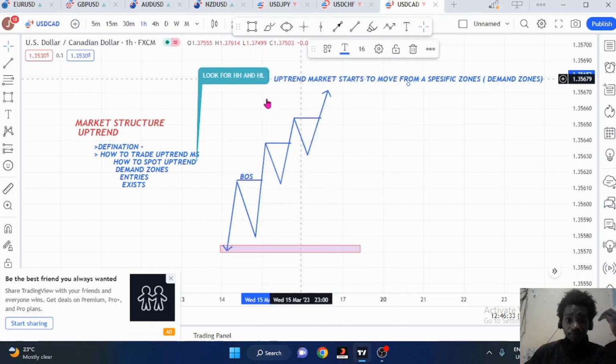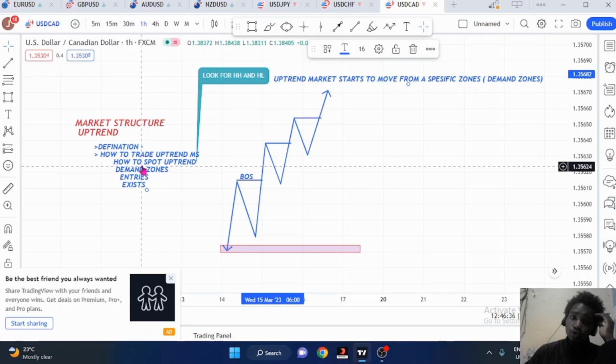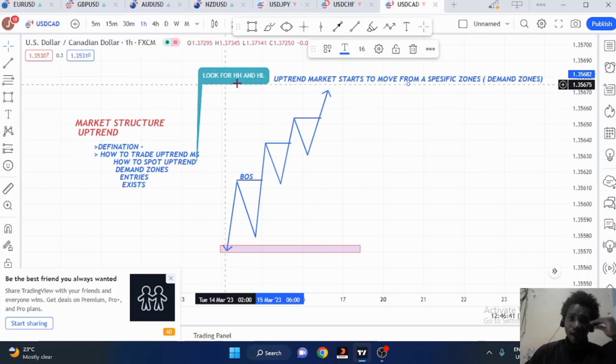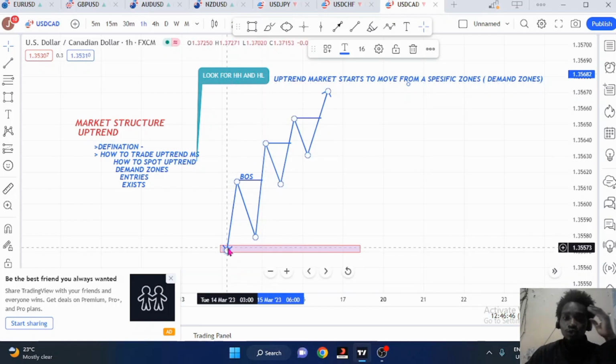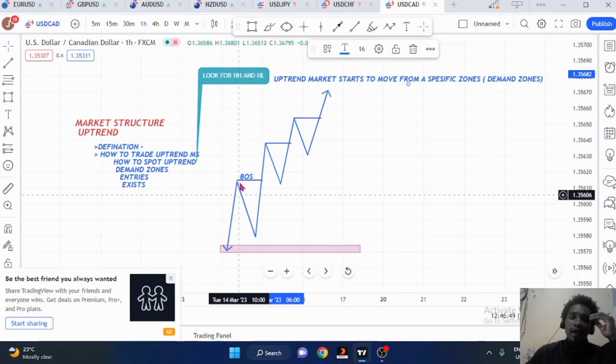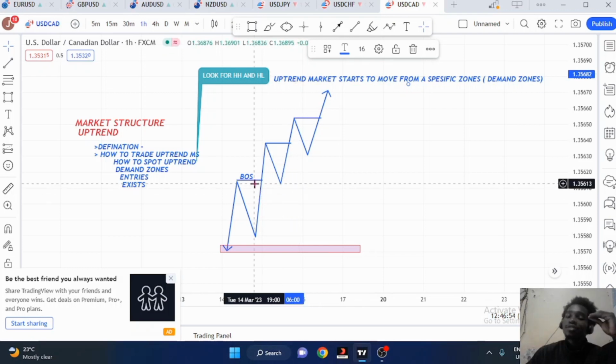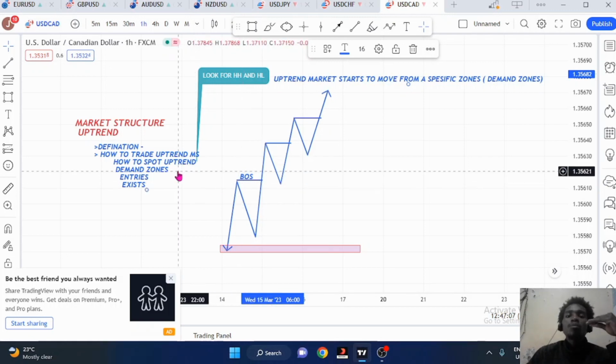Now, that is how to spot an uptrend move. You have to look for higher highs and higher lows. I have drawn a very good structure here, illustrating what higher highs and higher lows look like. And to identify that it is a high, you have to identify a break of structure. Another thing to understand is that the market starts moving towards its direction from a specific zone.